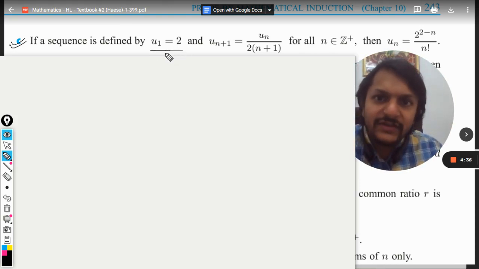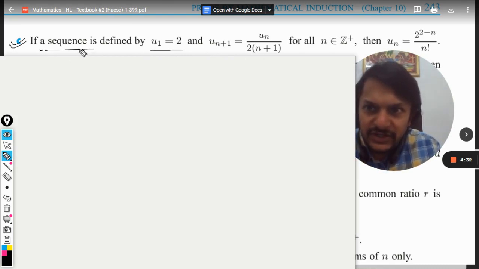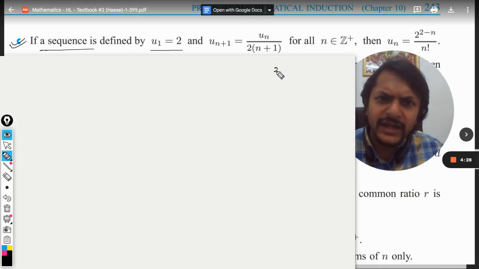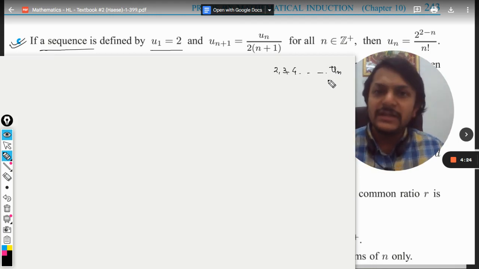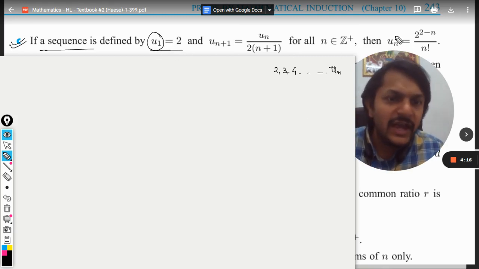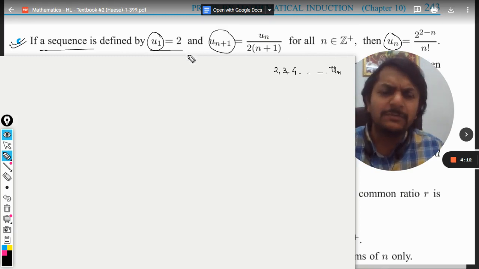When u1 is given as 2, and then there is a sequence that is given here. So what is the method of giving a sequence? They give you a couple of terms like 2, 3, 4, and then they give you the nth term. That is how we generally have sequences. But in this particular case, it is not the case. We have the first term and we have the formulation for the nth term also. But we do have another thing.